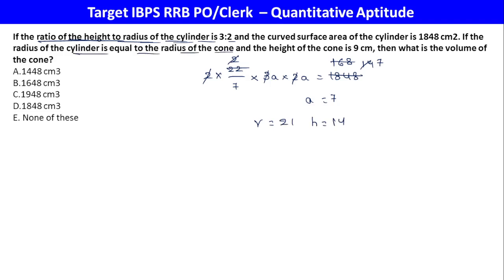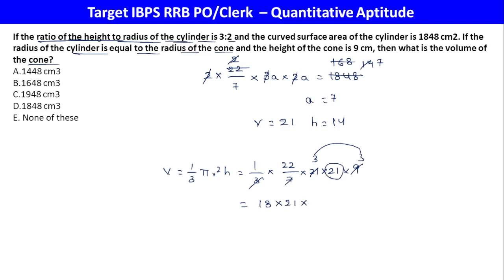If the radius of the cylinder is equal to the radius of the cone, and the height of the cone is given, the volume of the cone formula is 1/3 πr²h, which is 1/3 times 22/7, radius is 21 into 21, height is 9, 3 times 7, 3 times 9. 18 into 21 into 11. The unit digit must be 8 and it is a multiple of 9.